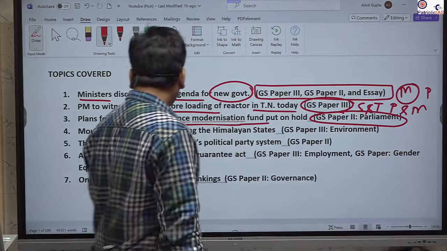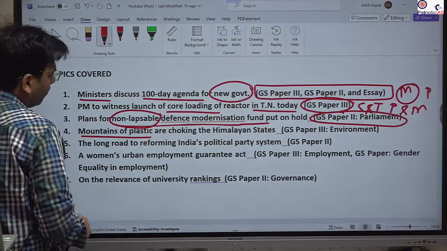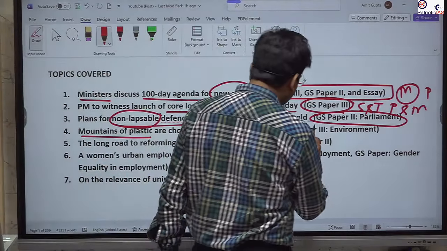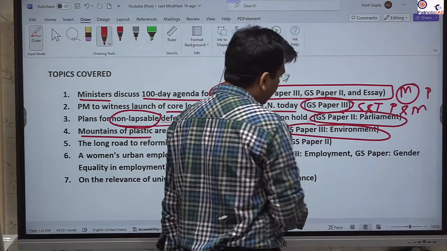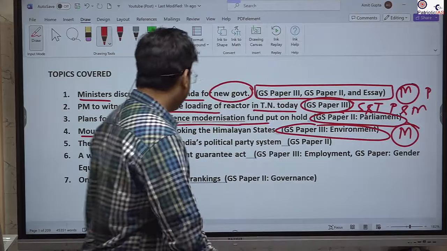Then we will study this mountain of plastic. This will be with respect to environmental pollution. So it will come under GS paper 3 and it will be for the mains.